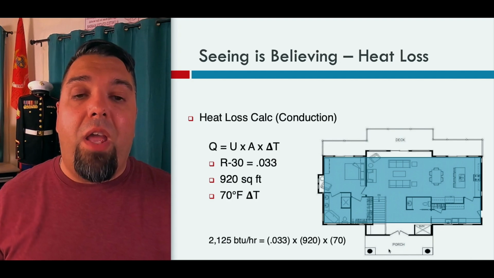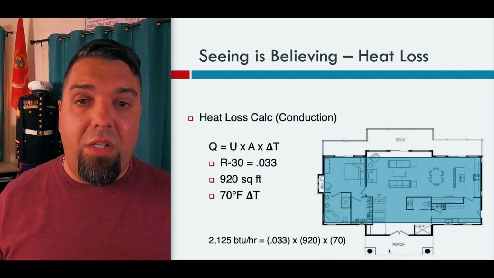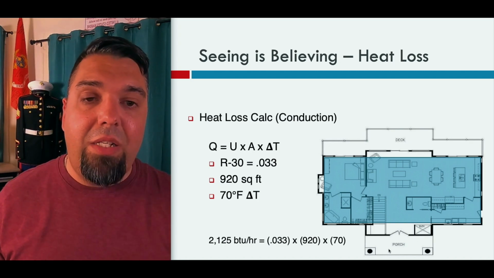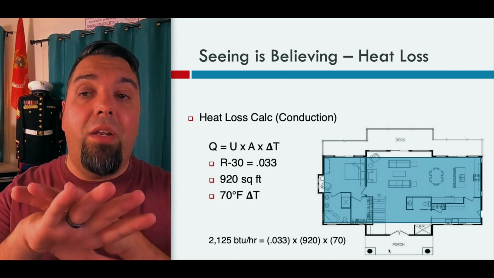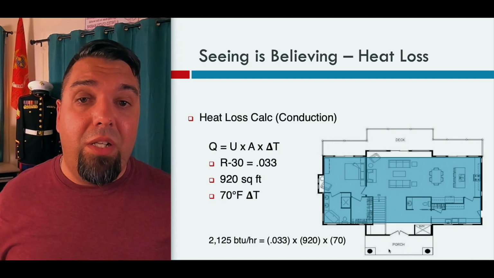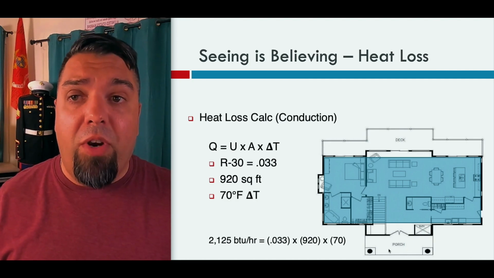We times that by the area of 920 square feet, and we times that by 70 degrees, delta T across the 70 degrees inside and 0 outside in my attic because it's vented. And we end up with 2,125 BTUs per hour for that ceiling, okay? It's actually not bad. That's pretty good. That's a well-insulated ceiling for a 920 square foot ceiling. That's probably a small ranch, right?